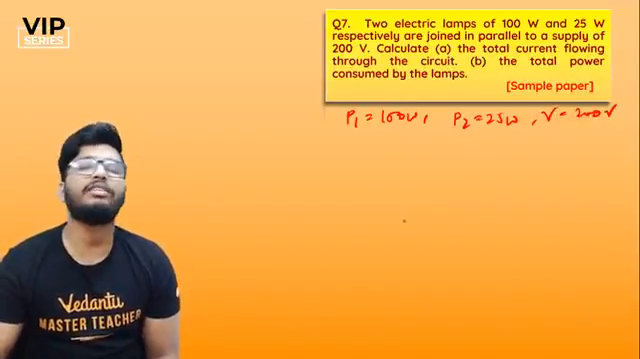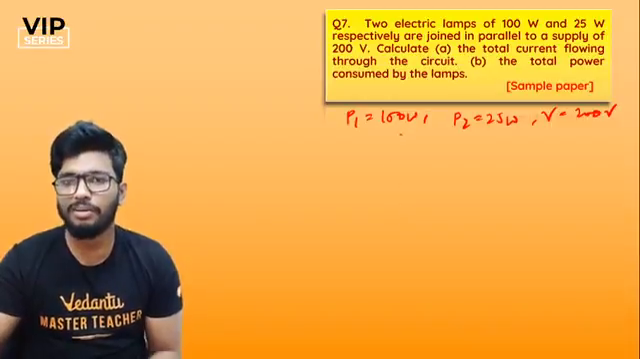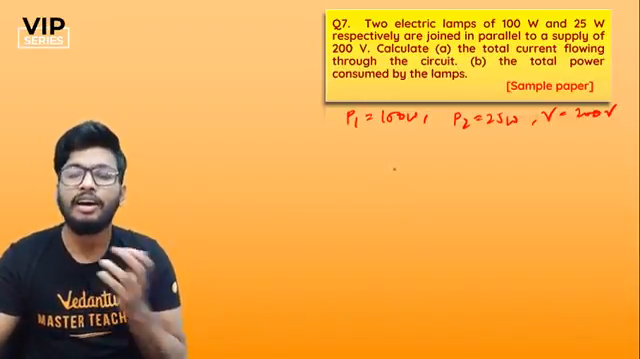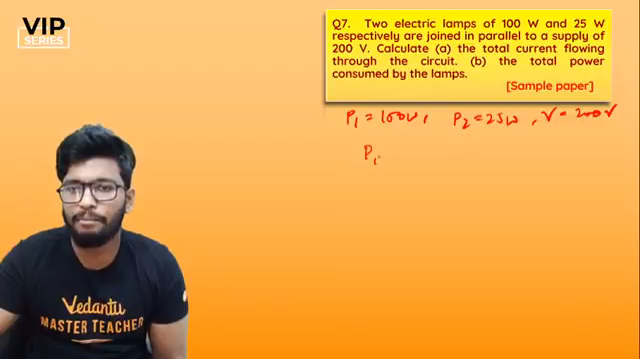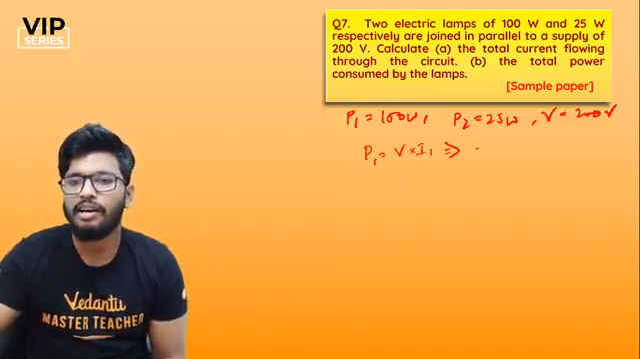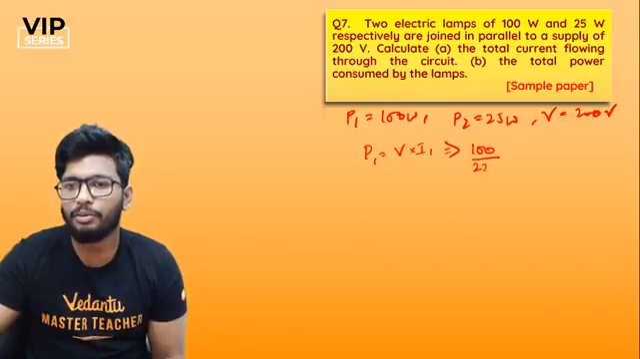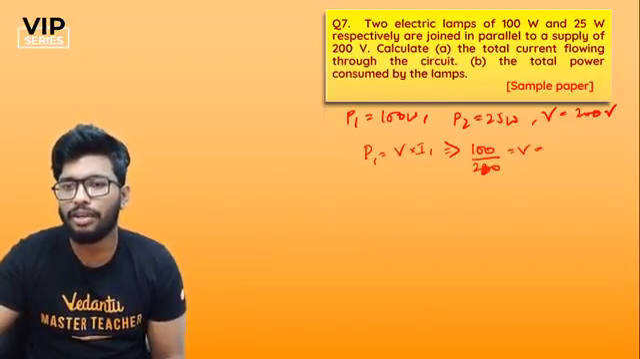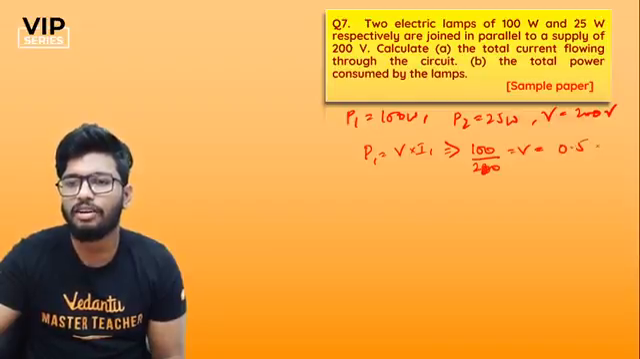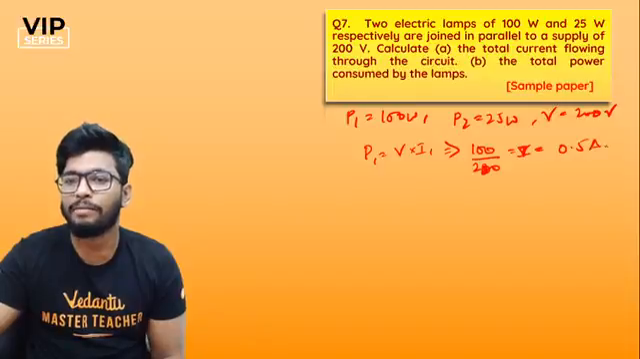Calculate the total current flowing through the circuit. What I'm going to do is individually calculate the current. P1 is equal to V into I1, which is nothing but 100 divided by 200. So I is 0.5 amperes is what you're getting.